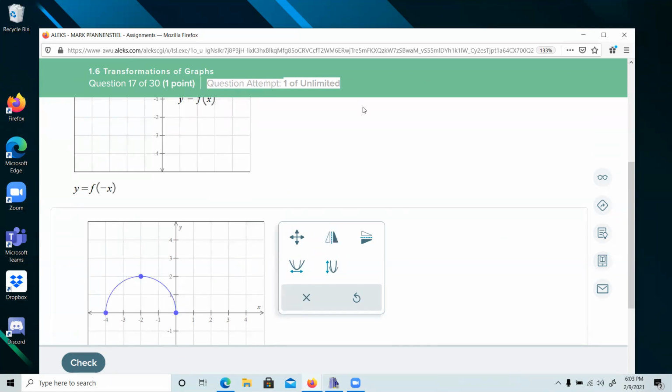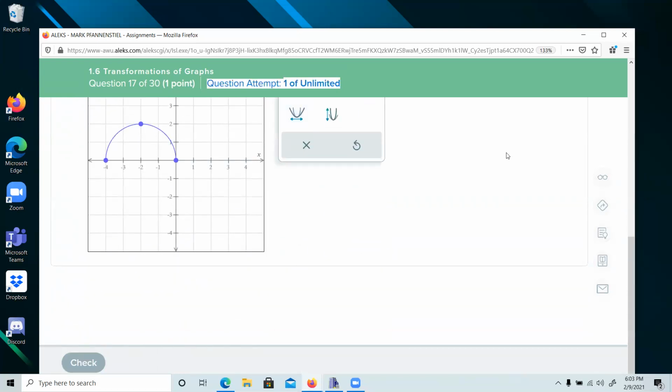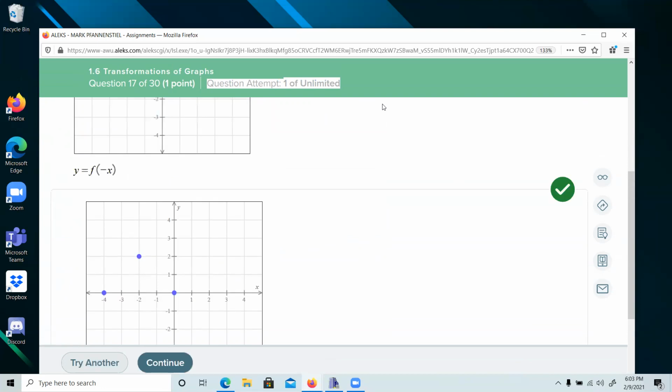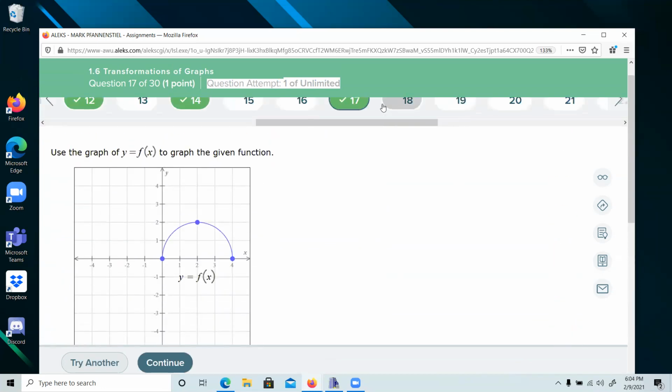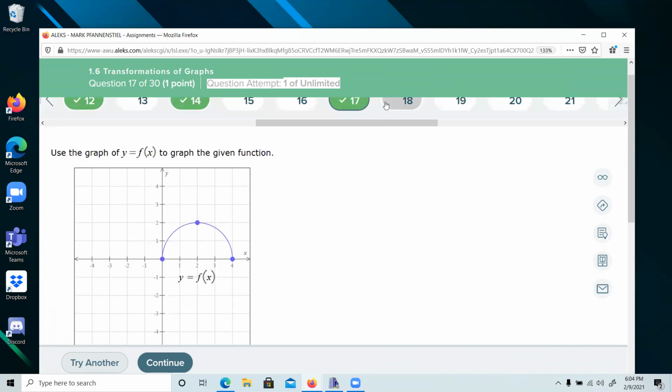Oh my goodness, how much nicer is this than what we used to have to deal with? It's 1. Hello, what are we doing? Oh, okay, I guess I don't see the whole thing.